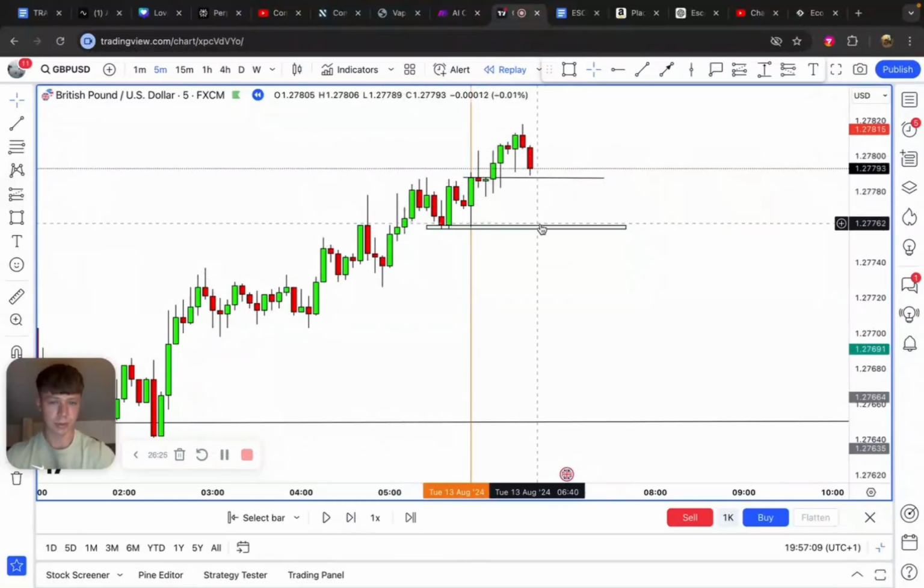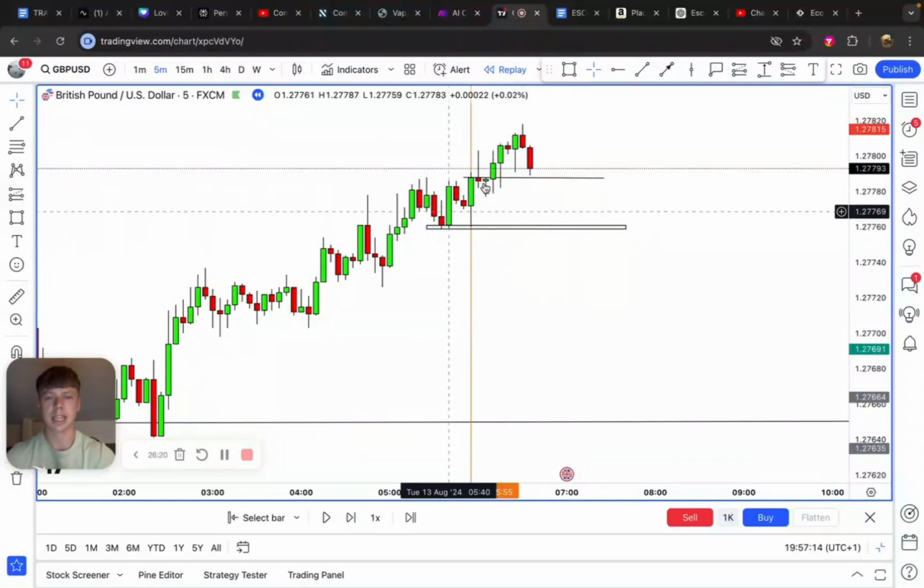I'm going to look for some kind of retest into this area of support here. You can see that there. Let me just move that.